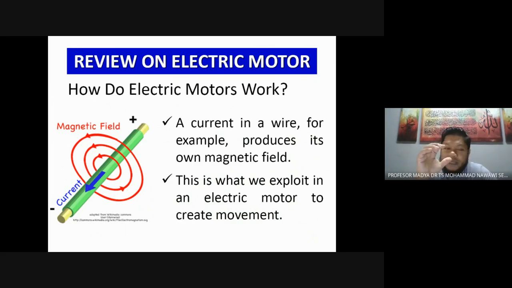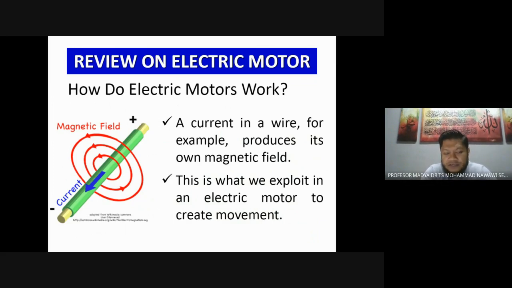So you use your right hand. You look into the current, so your thumb becomes the current direction. So you can predict the magnetic field. In this case, the magnetic field is going round anti-clockwise, and then you have the current flowing from positive to negative, right? So this is what we exploit in electric motors to create movement.